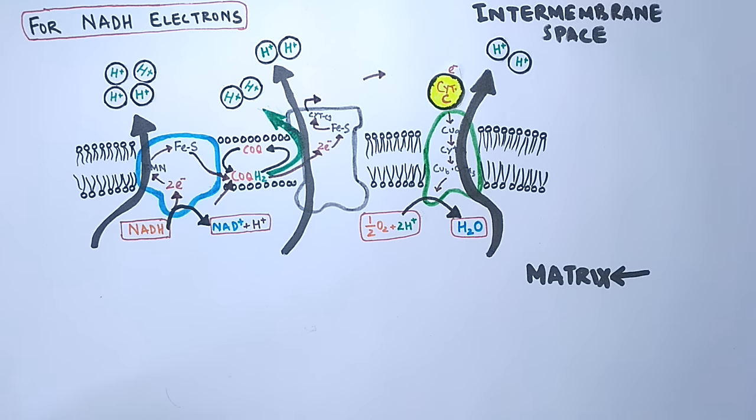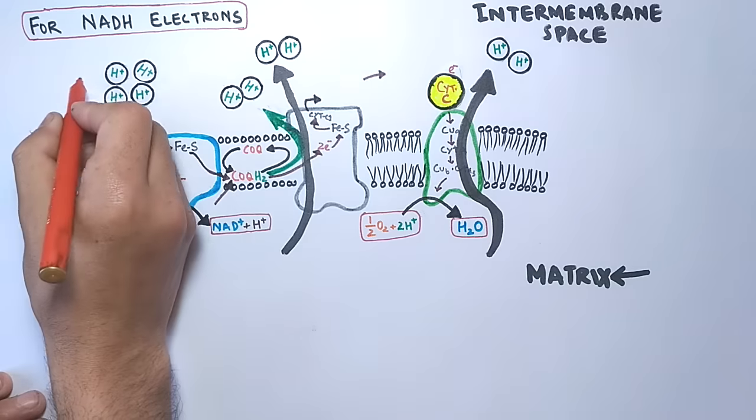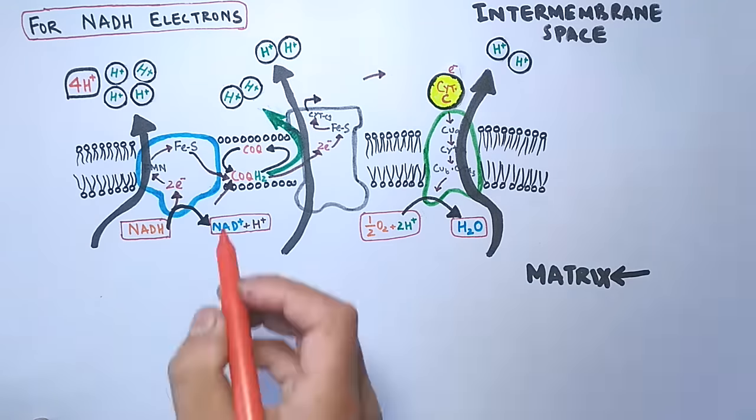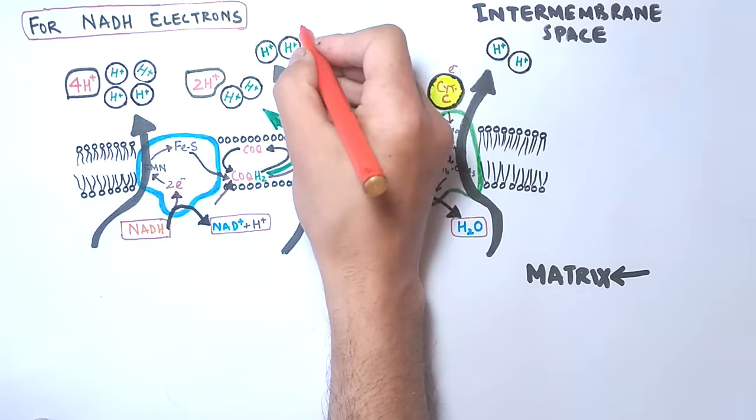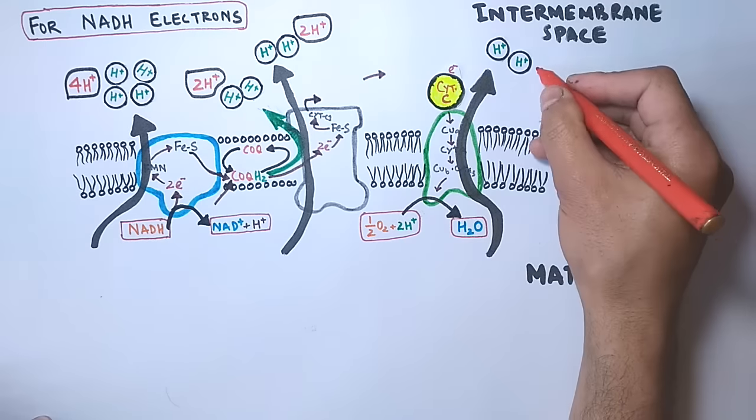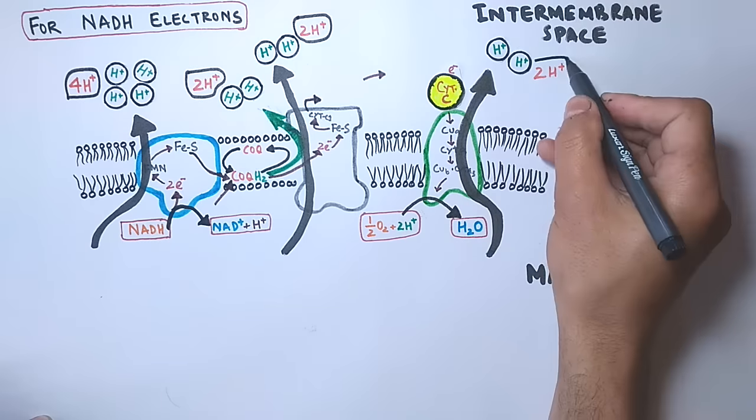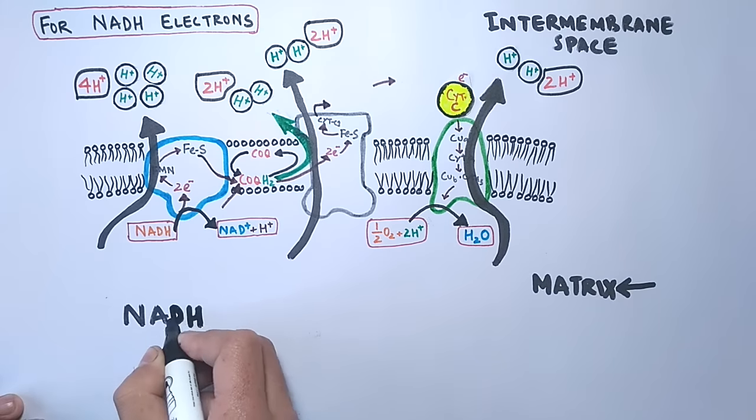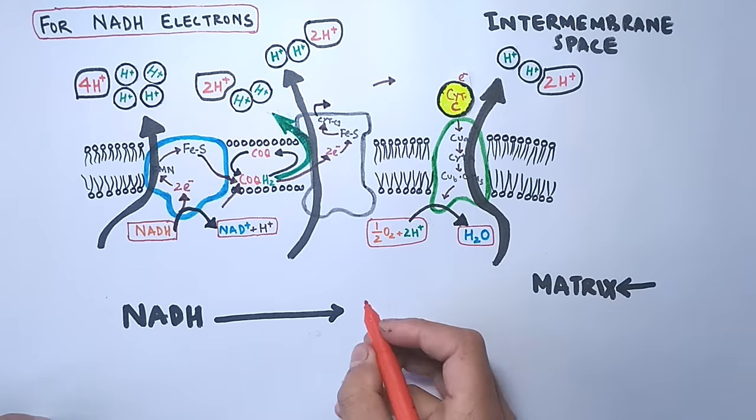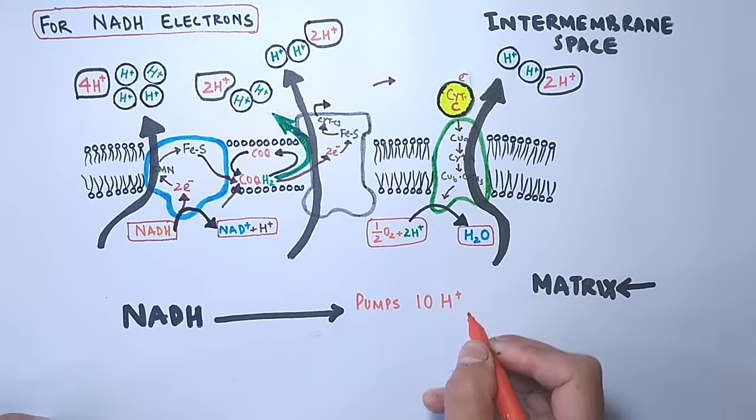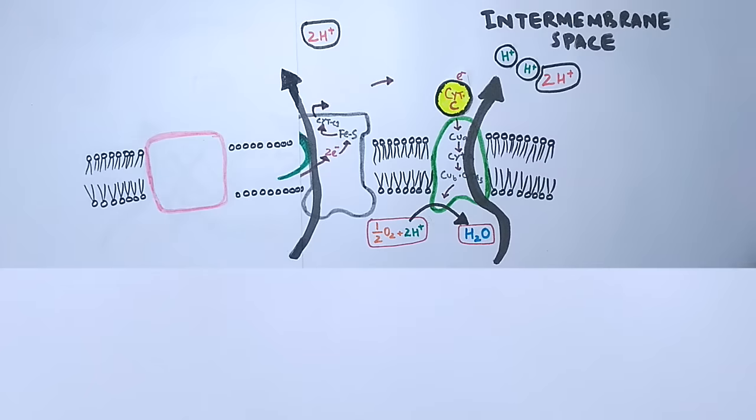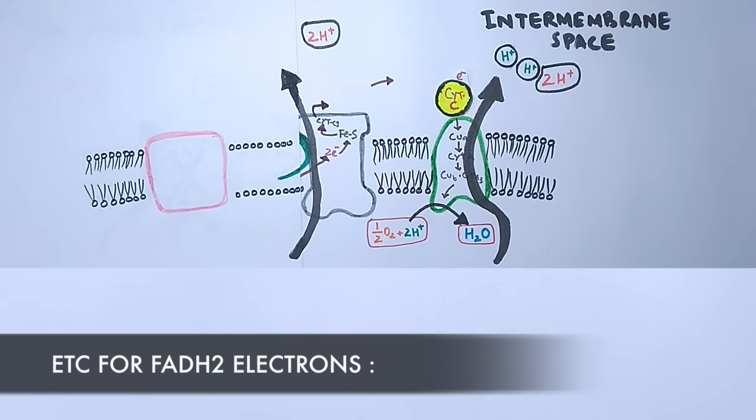So looking at the diagram, we can see a total of four protons are pumped at complex 1 site, another four protons at complex 3 site, and finally the last two protons are pumped at complex 4 site. So we can say from one NADH molecule, the ETC, or electron transport chain, pumps the total of 10 protons into the intermembrane space. Now let's see the electron transport chain for the electrons of FADH2 molecules.